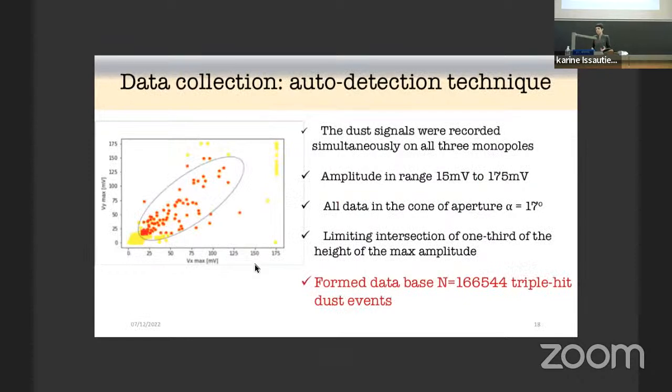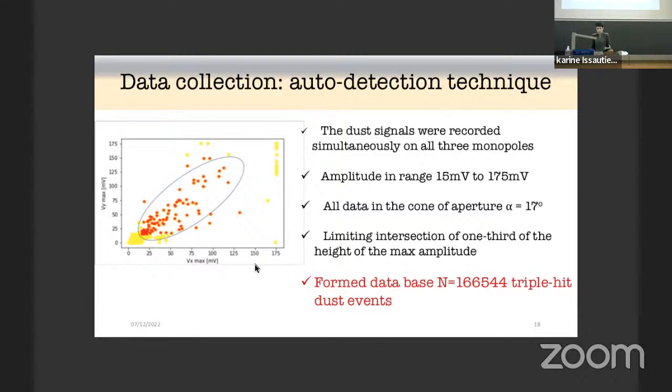We said that we are interested just in events that are measured by all 3 monopoles almost simultaneously, with amplitudes in some range. We put a range for the amplitudes between 15 millivolts and 175 millivolts. There is a reason: 175 is the threshold for the saturation of the instrument, and if we have a saturated event, we cannot use it. And for the lower limit, we wanted a spike large enough to be noticeable by eye.